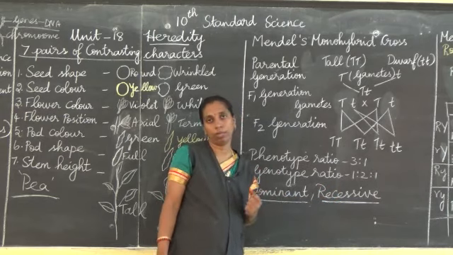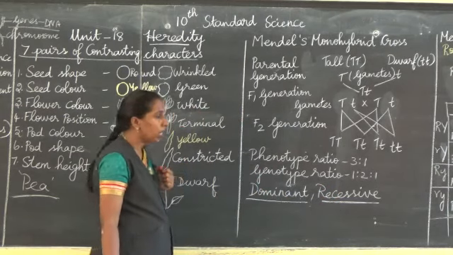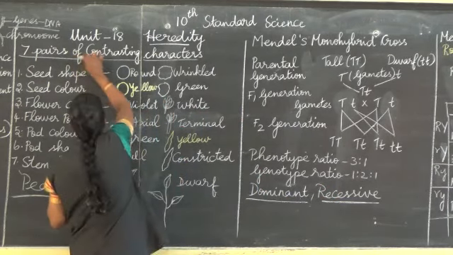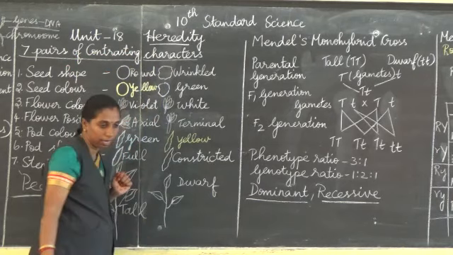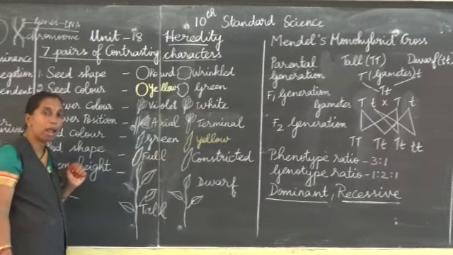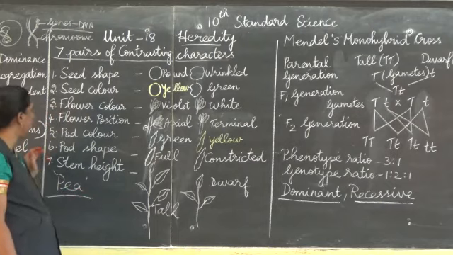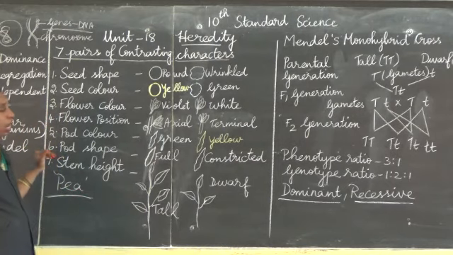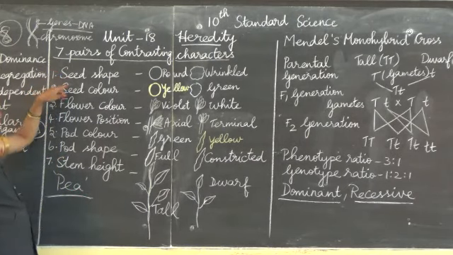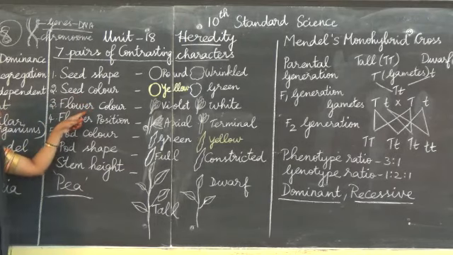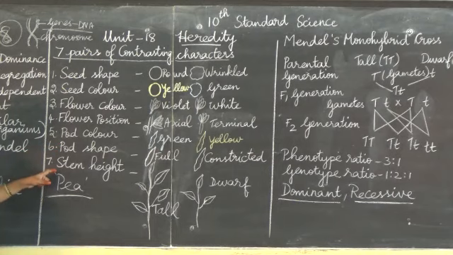The character which is not seen is called as recessive character. So now we shall see what are the seven pairs of contrasting characters that was seen by Mendel in his garden pea plant. The first one is seed shape, seed color, flower color, flower position, pod color, pod shape, and the seventh one is the stem height. Totally there are 7 contrasting characters.